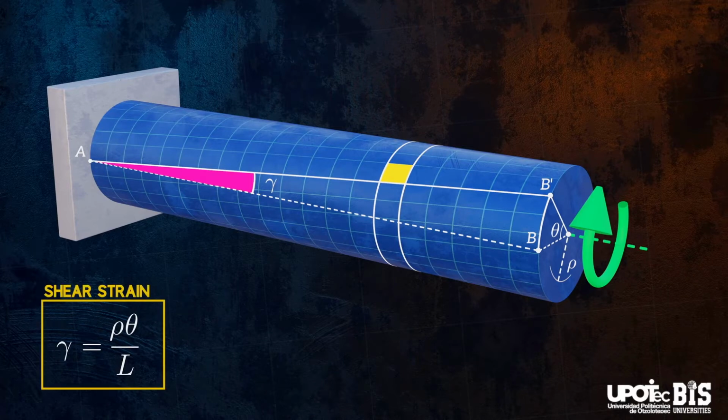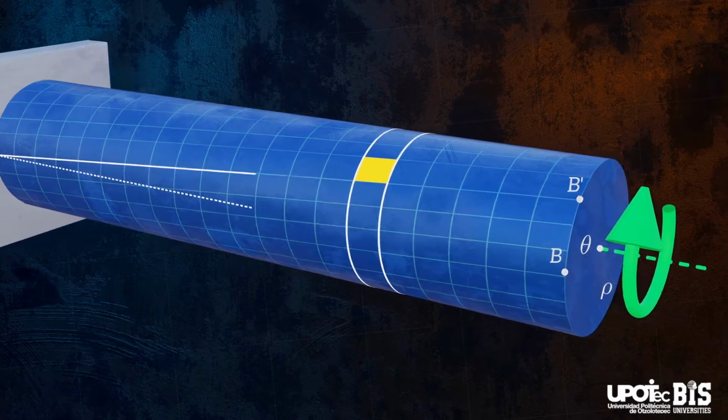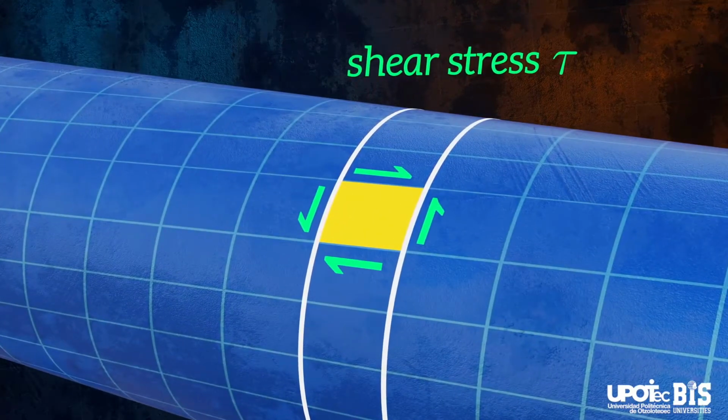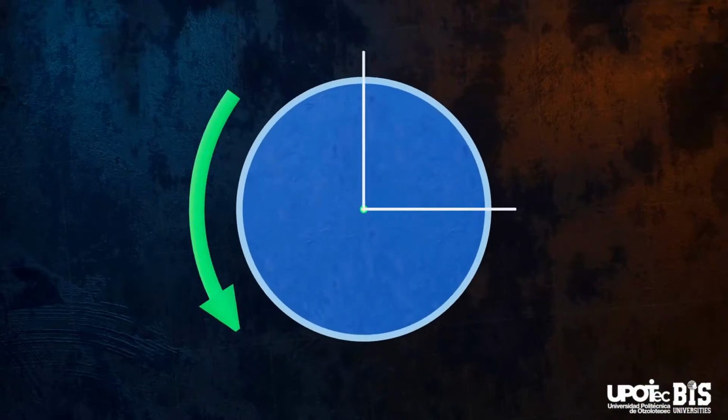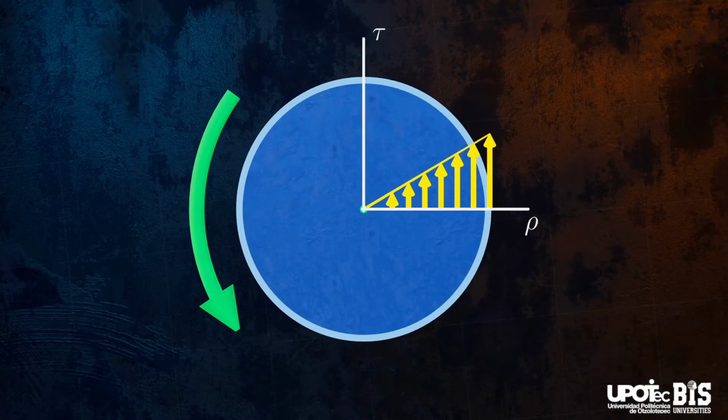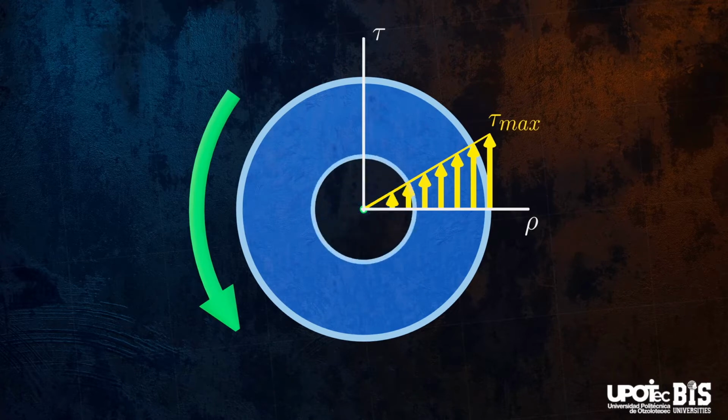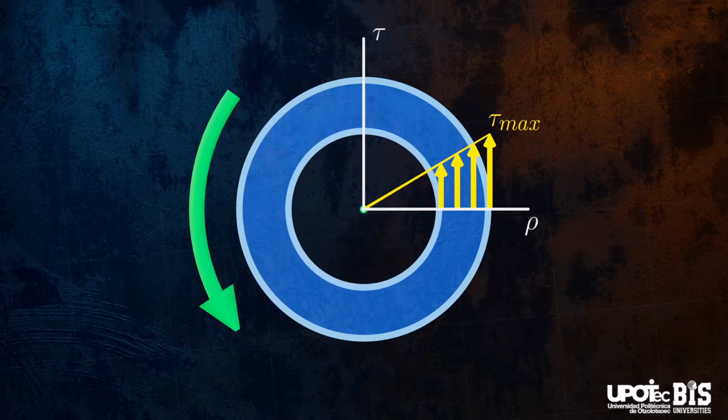That's shear strains covered. But what about shear stresses? Like the shear strains, shear stresses increase linearly with the distance from the center of the cross-section, with the maximum shear stress occurring on the outer surface, as you can see here. This is true for a solid bar, but also for a hollow bar. This is useful to know because it means that hollow bars are way more efficient at carrying torsional loads, since the central part of a solid bar is only resisting a small part of the total load.